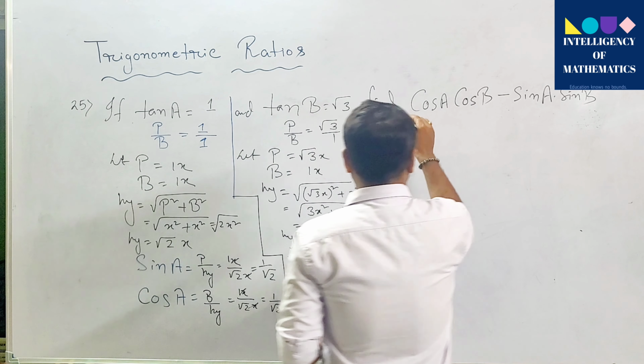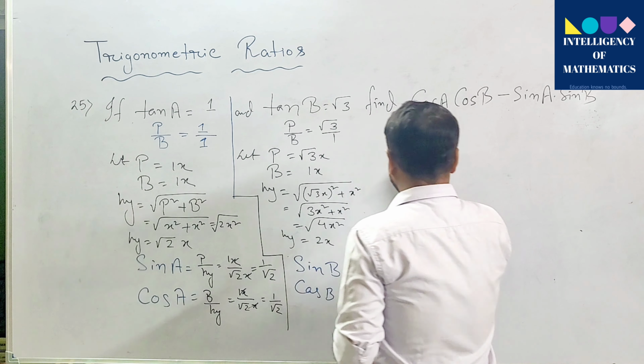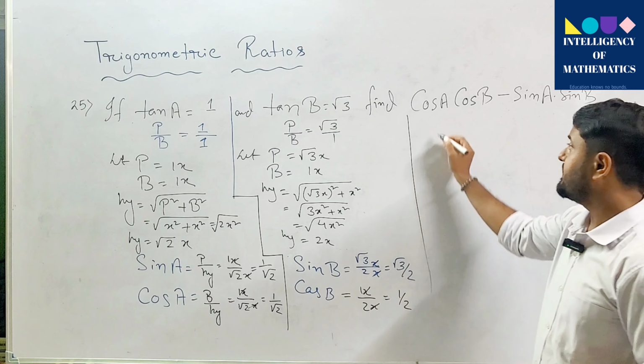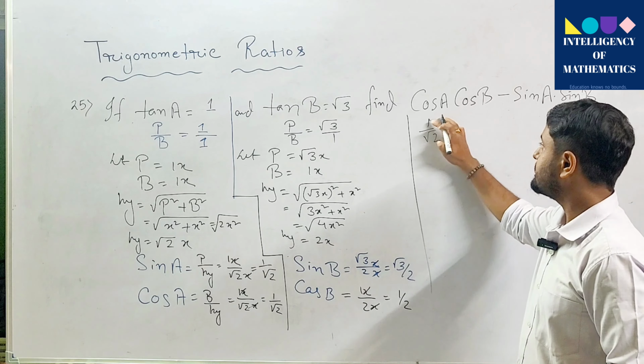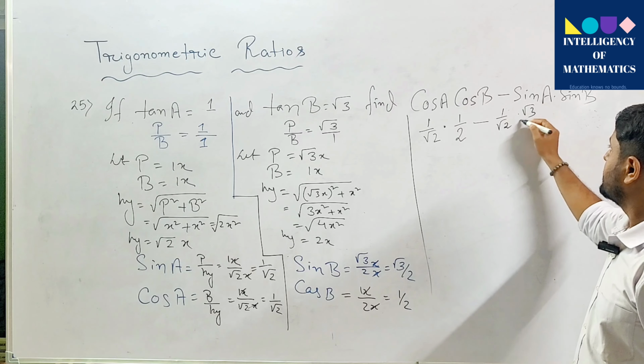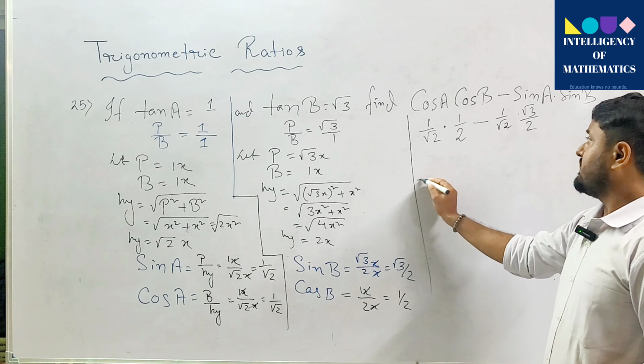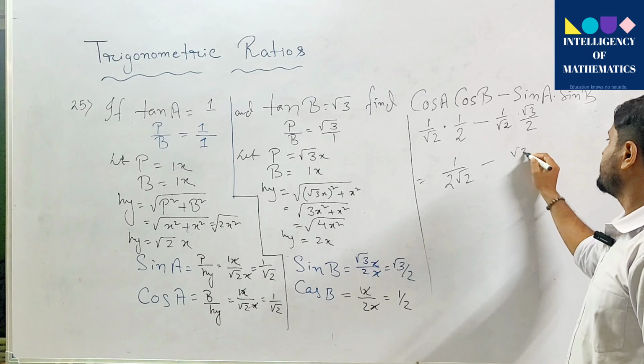Now those values we will put into that expression, and we'll get the final answer. Cos A is 1 by root 2. Cos B is 1 by 2, minus sin A. Sin A's value is 1 by root 2 and sin B. Sin B's value is root 3 by 2. Now here if we calculate, we will be getting 1 by 2 root 2, and here we are getting root 3 by 2 root 2. Both the denominators are the same. If we do the LCM, 2 root 2 will become the LCM. The same LCM is there as denominator, so up, 1 minus root 3 will be there.